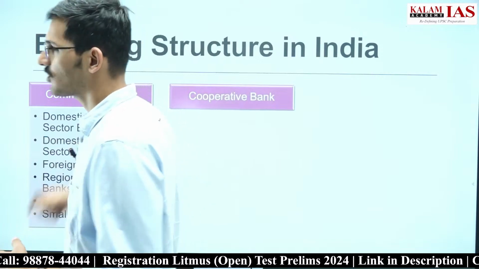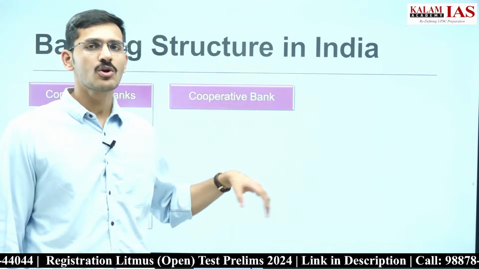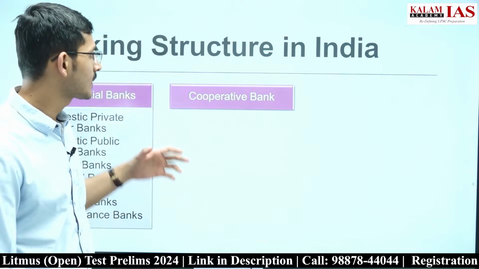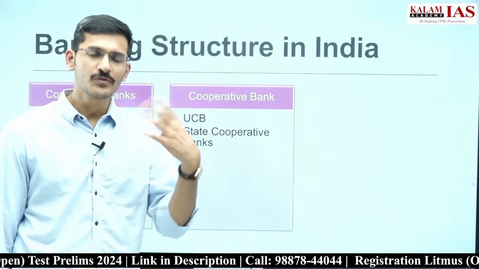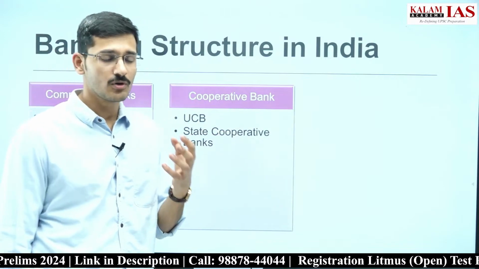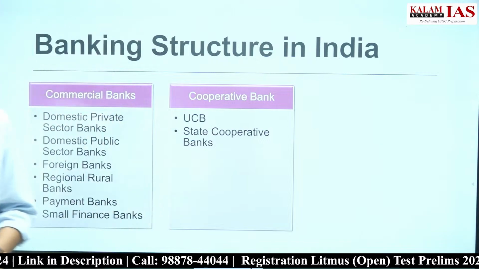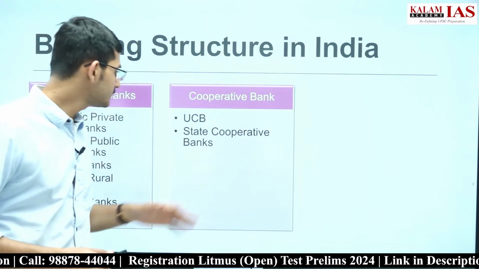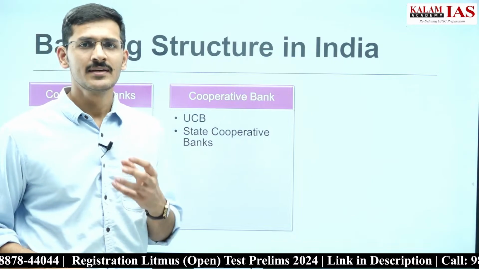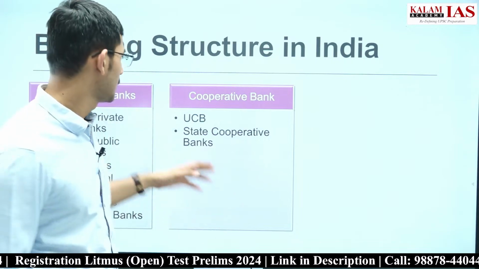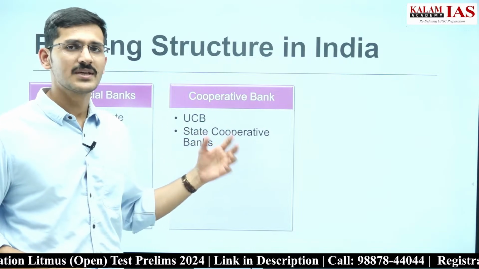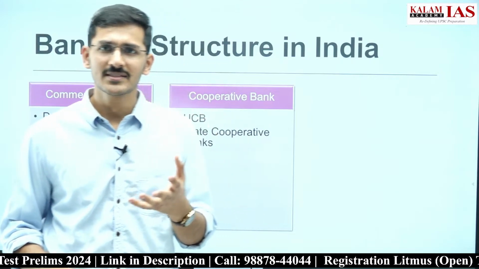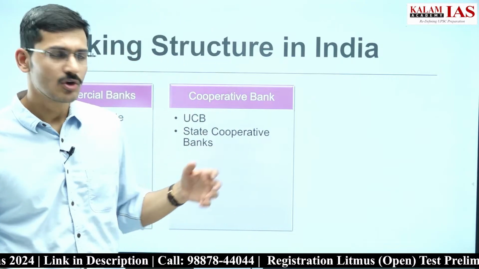Next is cooperative banks. Cooperative banks are basically banks which are owned and operated by the members of the cooperative society. So cooperative banks do not exist purely for commercial purposes, or for the purpose of making profit. The cooperative banks exist for ensuring that the members get credit at a low rate. First is UCB, that is urban cooperative banks. Then there are state cooperative banks, and primary agriculture credit societies, PACs. Similarly, there are several cooperative banks.